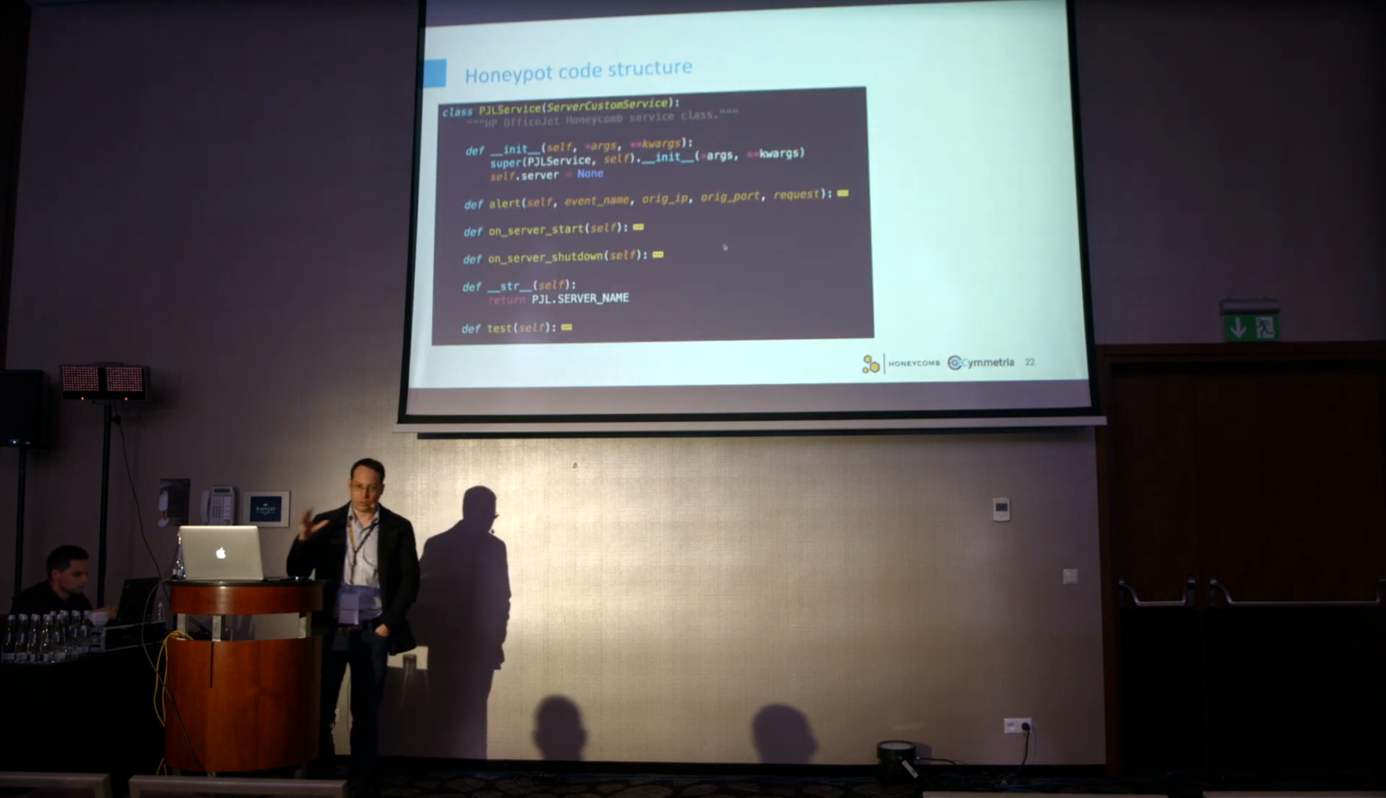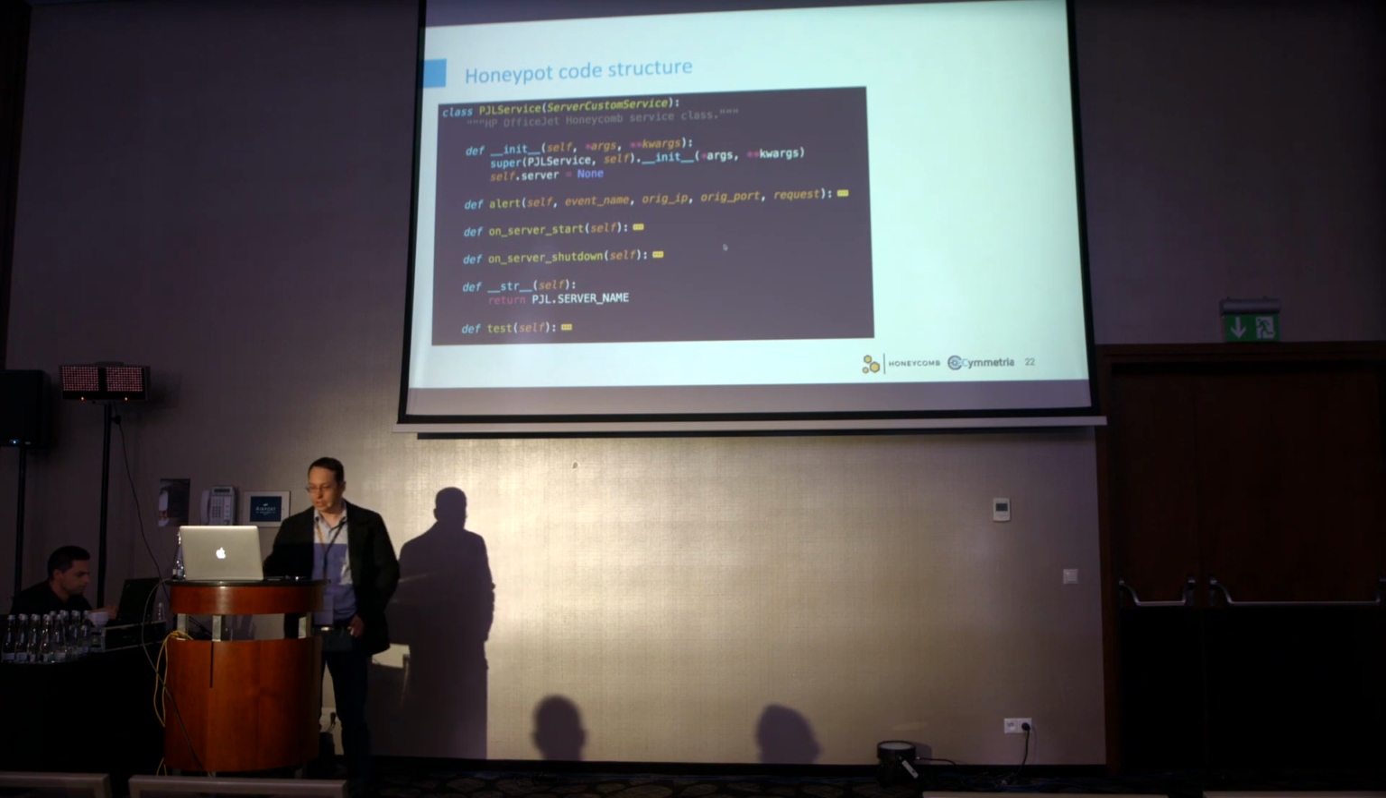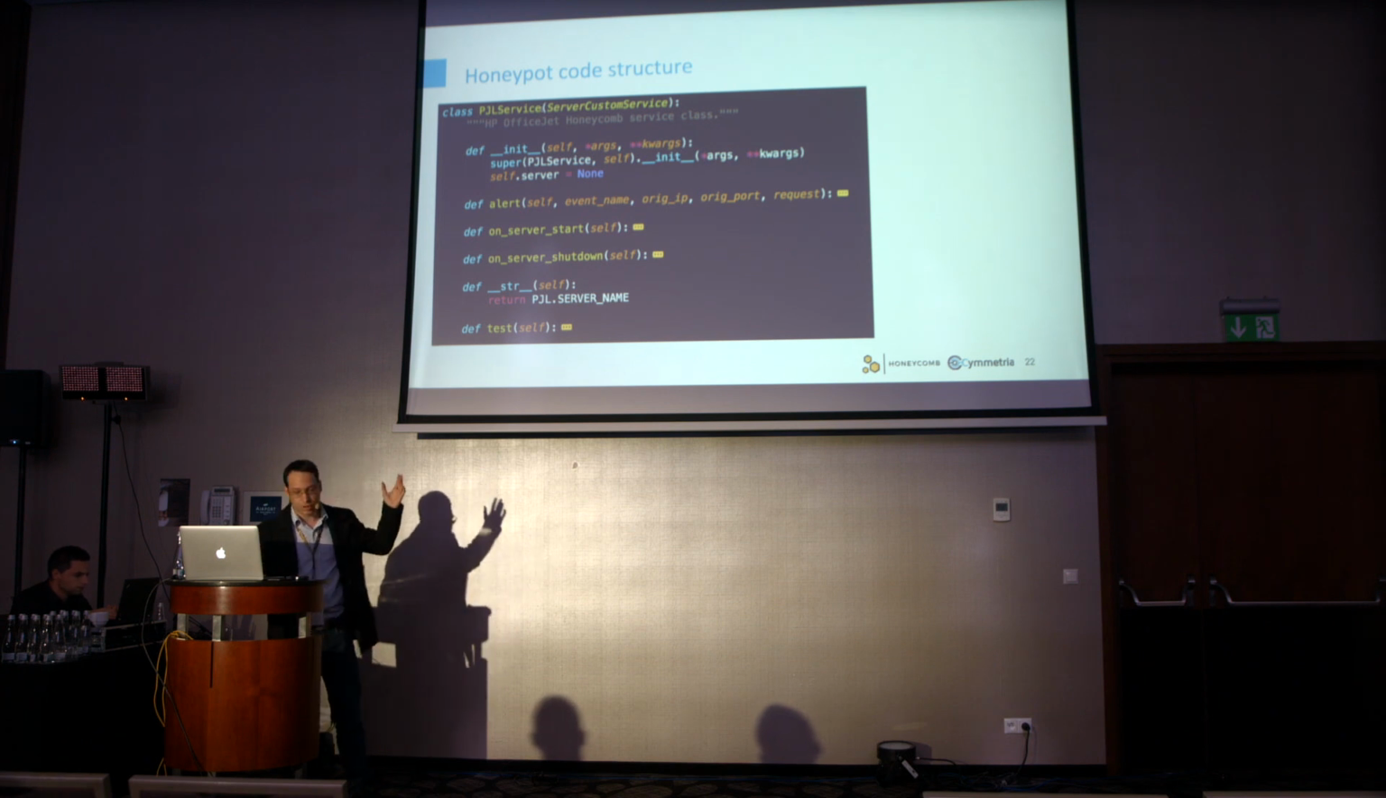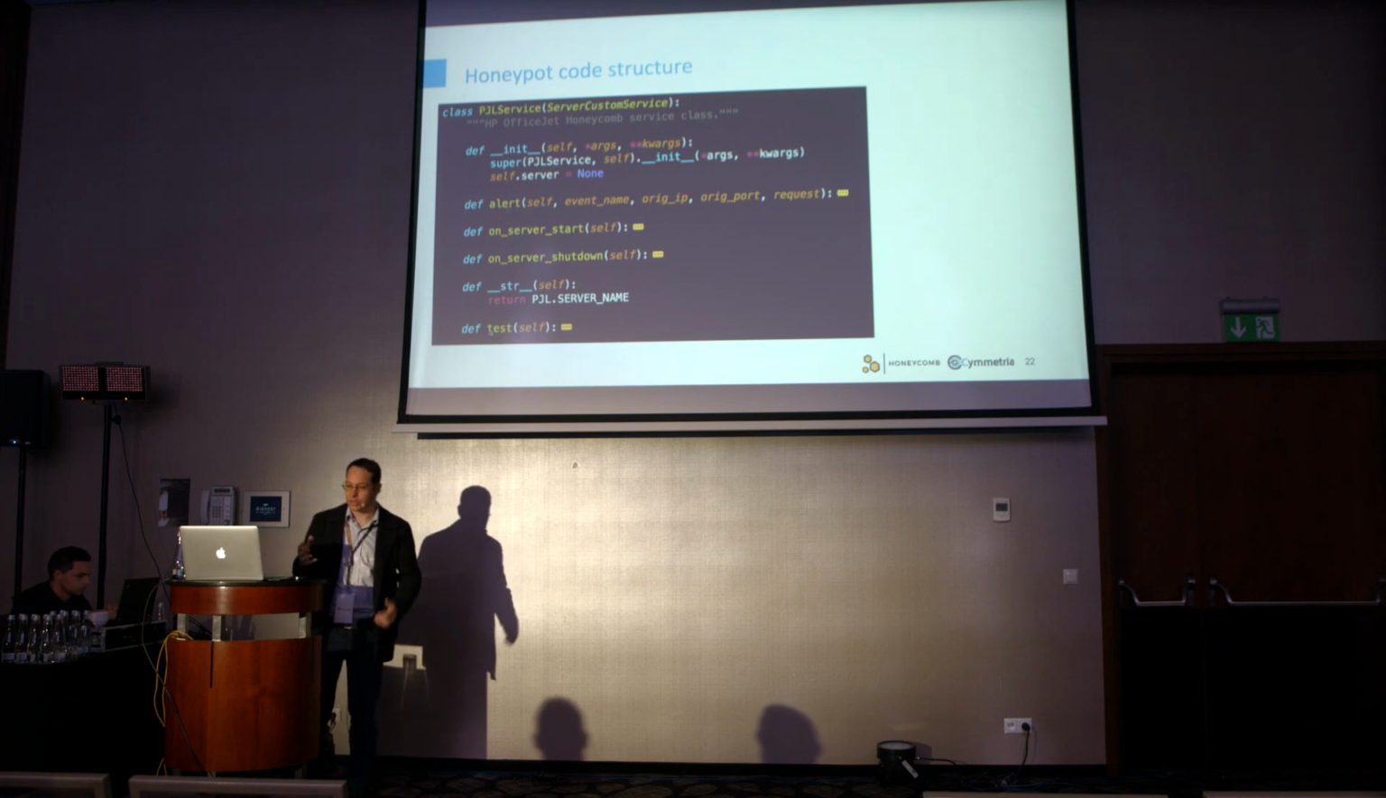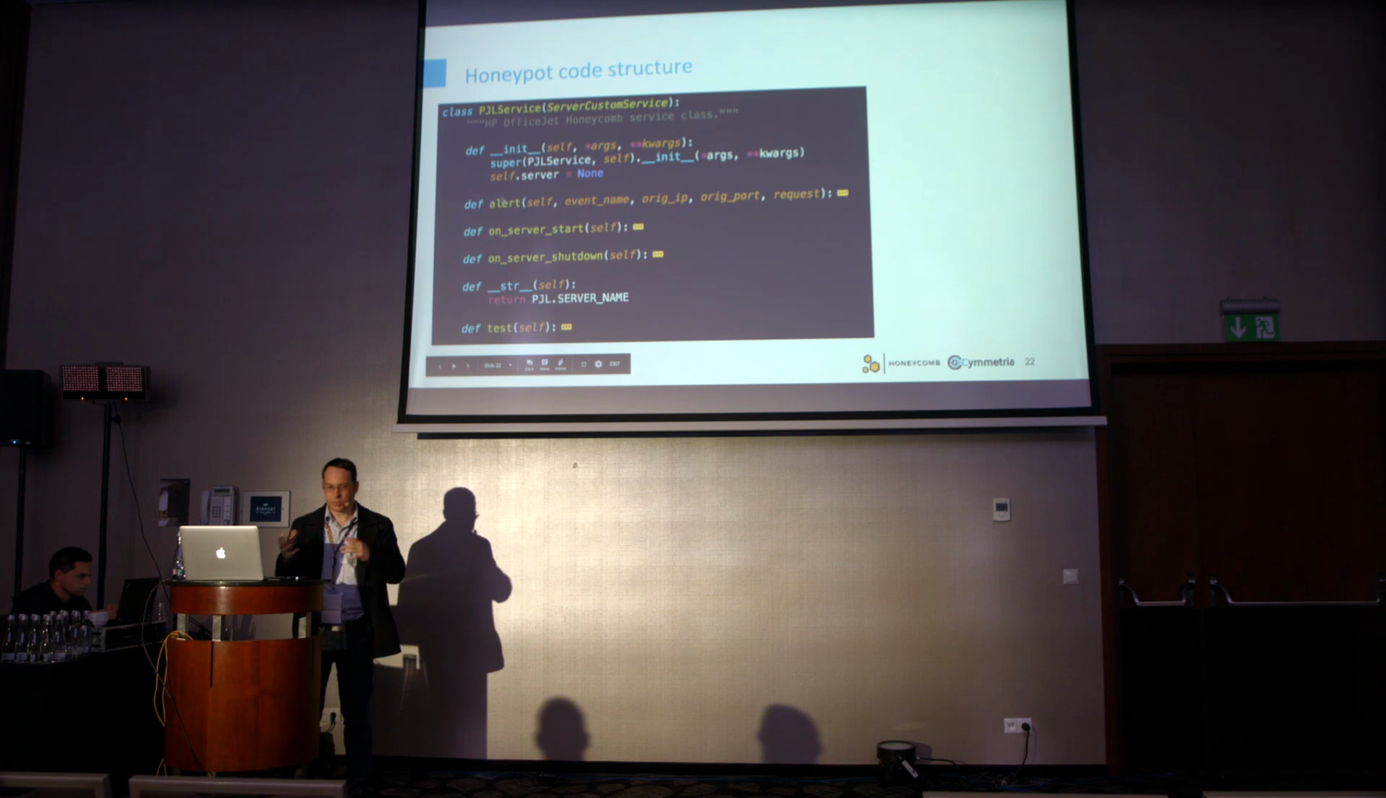And the way the honeypot looks in Honeycomb is the following. This is the actual code of the HP honeypot, at least the PGL part of it. So there's a server start. We need to implement a server start function. We need to implement the on server shutdown, and a test function so that you can test the code, and the alert. The alert is mostly implemented for us.